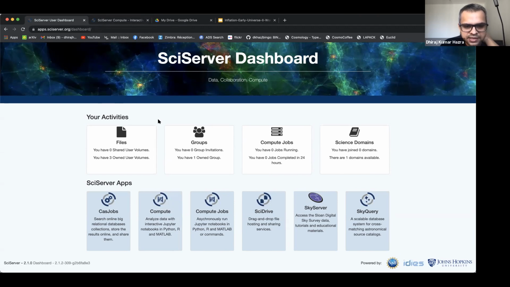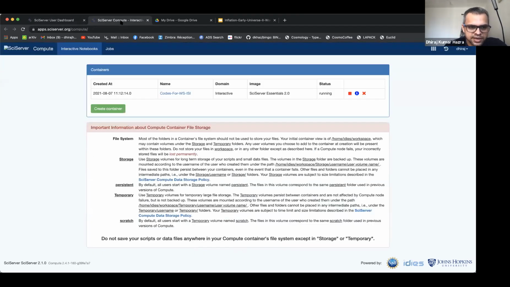I'm going to wait for 10 seconds to see if others have been able to log in. Are you able to log in and click on Compute? If anybody hasn't done so, please let me know. If anyone is facing difficulty, because now we are going to do it in the SciServer portal, it is important that we have access to all the resources. So the Compute part is there, right?